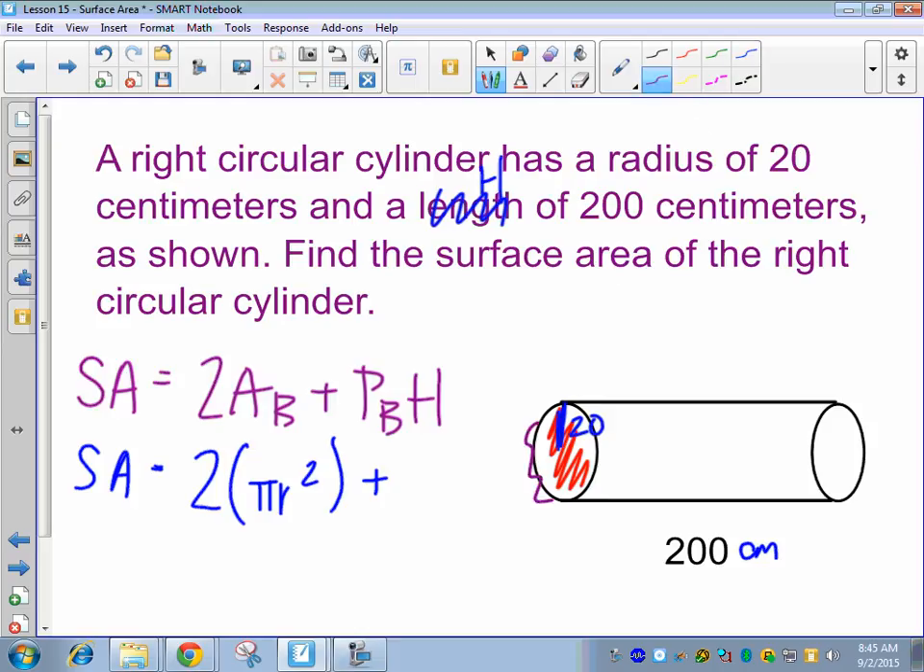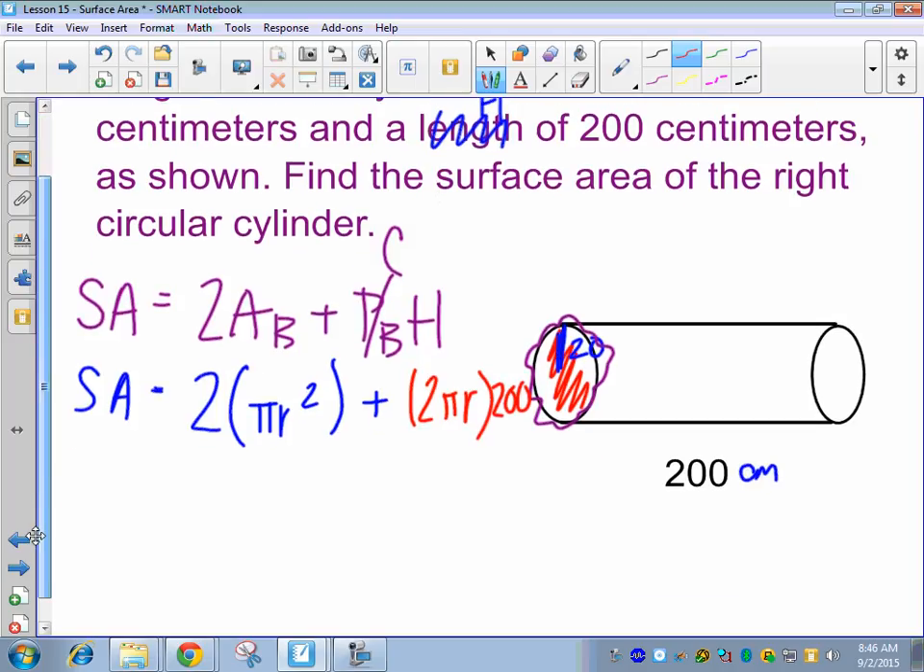So now we have the perimeter. We want the perimeter of the circle. What's another name for the perimeter of the circle? Circumference. So we can put that as C if we wanted. Now, what's the formula for circumference of a circle? 2 pi r. You could also do d pi if you wanted, but 2 pi r actually works better because we have the radius. And then h, we already decided, is going to be 200, even though it tells us that's our length. If we were to tip this cylinder upright, like we would picture, h would be that 200. So we're going to put 200 right there.